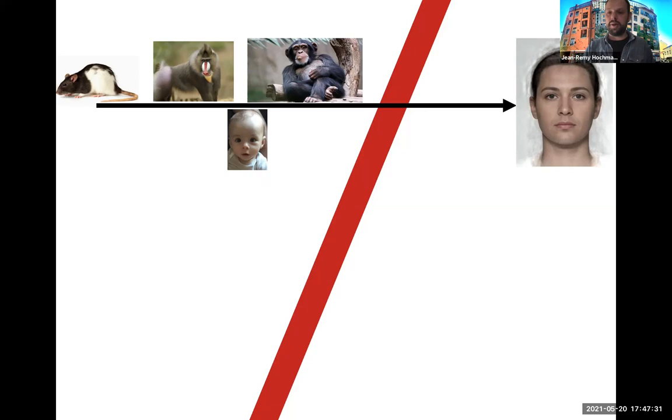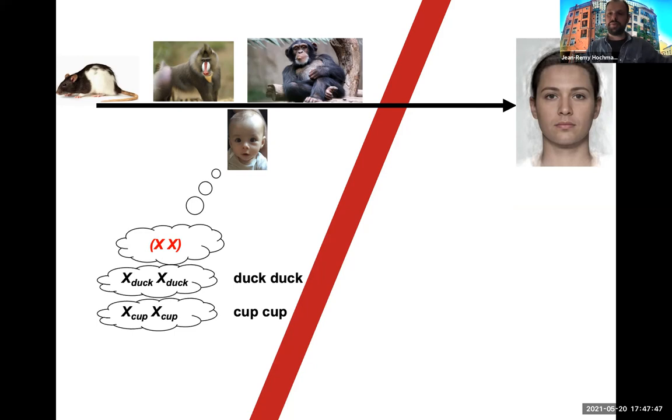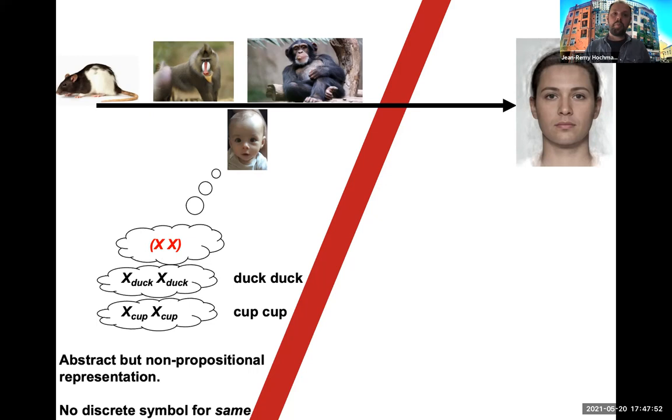And so what I propose is that the way infants represent same is something like this: XX. Those are abstract representations because they can generalize; they can apply to different pairs, to duck-duck, then to cup-cup, etc. But those are not propositional representations, because there is no discrete symbol for same here. The way the relation same is represented is by putting next to each other symbols for the individuals. And the reason this representation is abstract is because the representation for the individual entity is abstract. It's X that is abstract. So the abstraction comes from the representation of the entity.